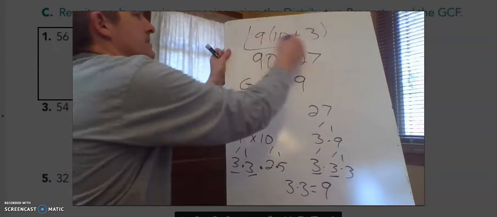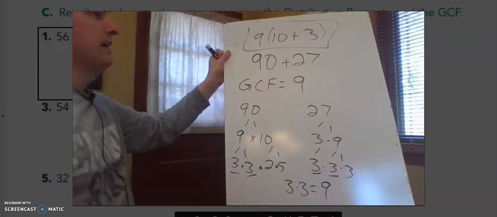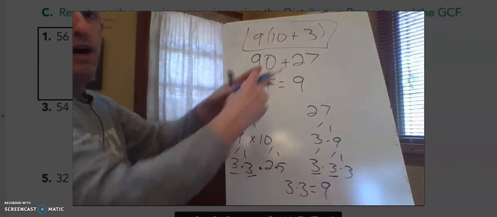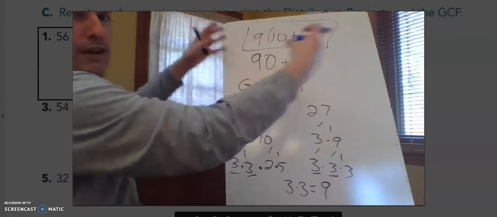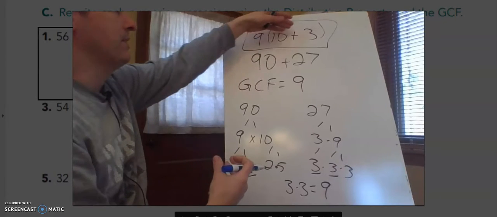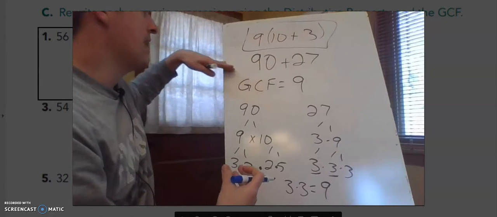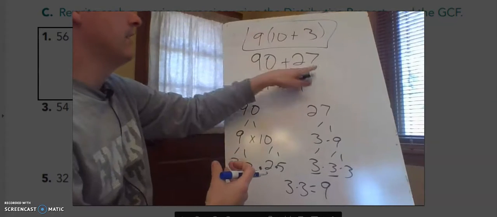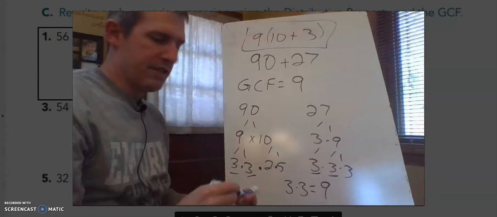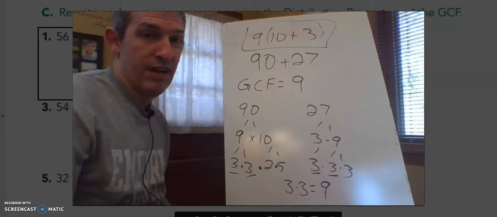So this is my answer, all right? Because even though this is simpler than this, right, I'm undoing this problem. I'm pulling it out. I'm factoring out the greatest common factor, 9, and then what would be left over if I took 9 out of 90, and then 9 out of 27, or divided it out. Okay? So it's kind of a different way of looking at things, all right?